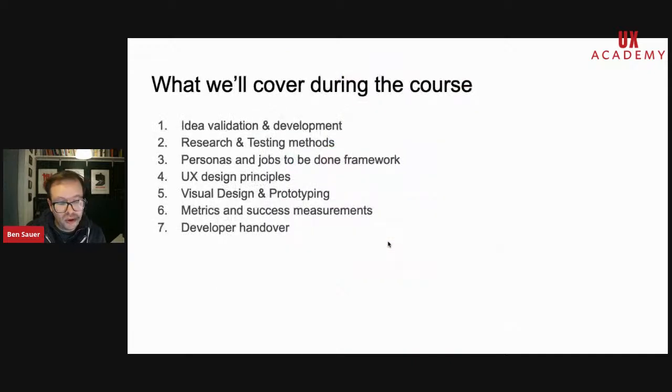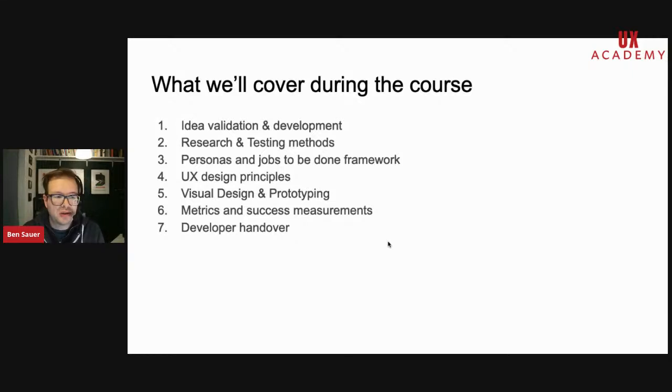Cool. So what are we covering? We're covering idea validation, what it takes to develop an idea over time. You'll learn a bit about user research and how to go about testing something. You'll learn about personas, like how you boil down who you're working for, who you're designing for. The jobs to be done framework is also a very useful way of thinking about what a user wants to achieve. We'll talk about some of the design principles, the visual design and prototyping methods available. We'll touch on some tooling, not get too far into it, but we'll get into a bit of that.